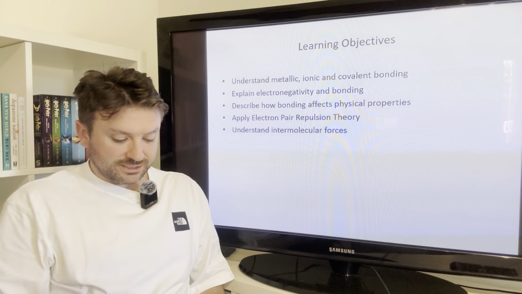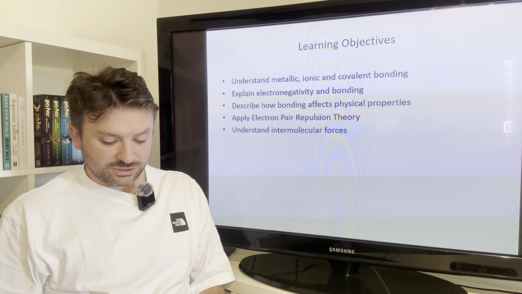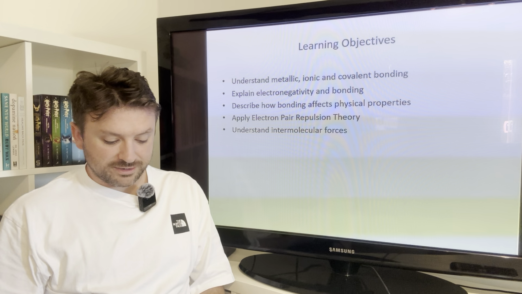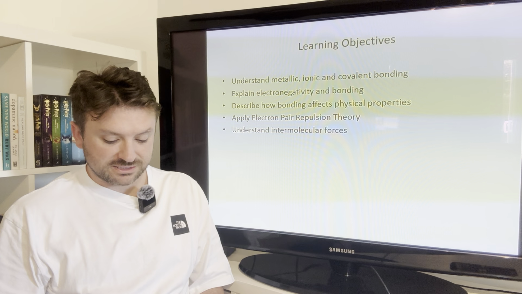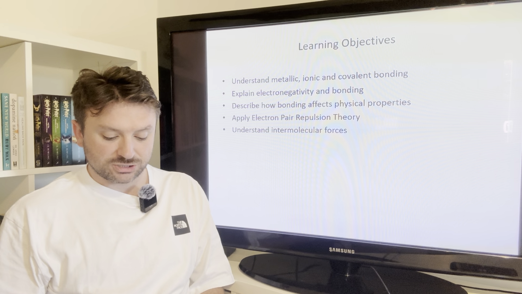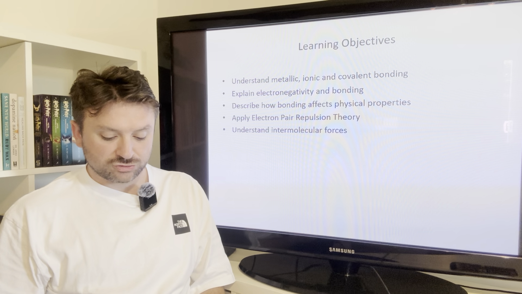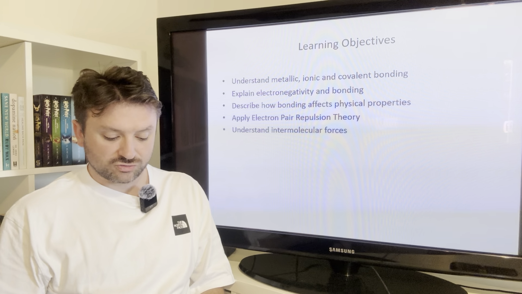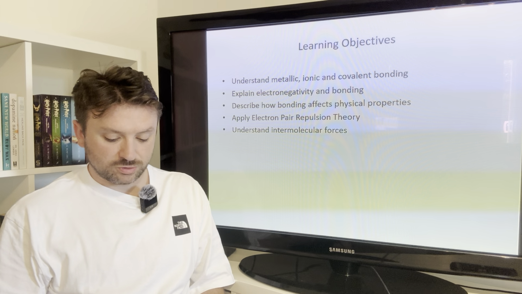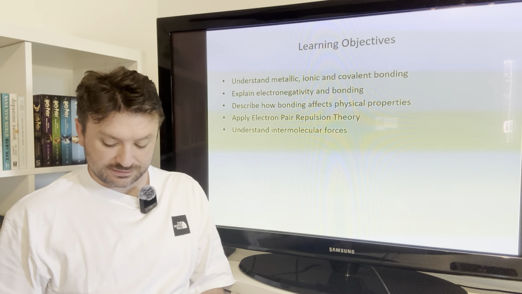Our learning objectives are: by the end of this presentation you should be able to describe the three main types of chemical bonding, explain the importance of electronegativity, understand how structure affects physical properties, predict molecular shapes using electron pair repulsion theory, and describe the role of intermolecular forces such as hydrogen bonding and van der Waals forces.